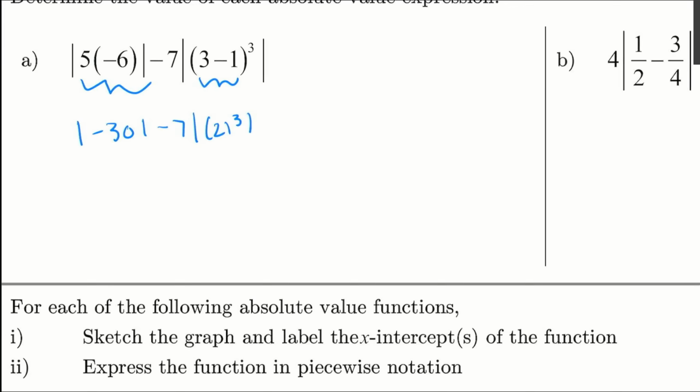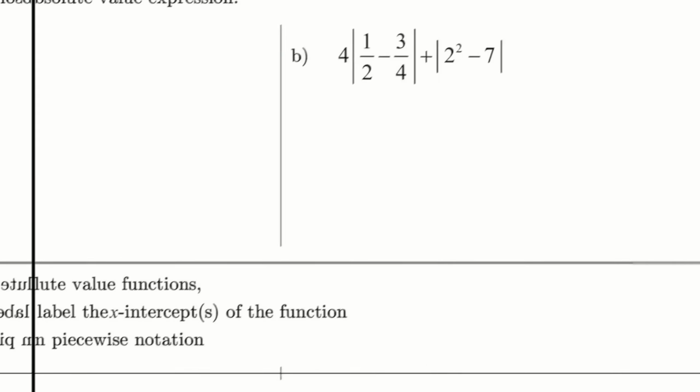Now let's take the absolute value here. So we get 30. The absolute value of -30 is going to be 30. Then we have -7 times 2 cubed, which is 8. So now we can evaluate this. 30 minus 7 times 8 gives us -26. So our answer here is going to be -26.